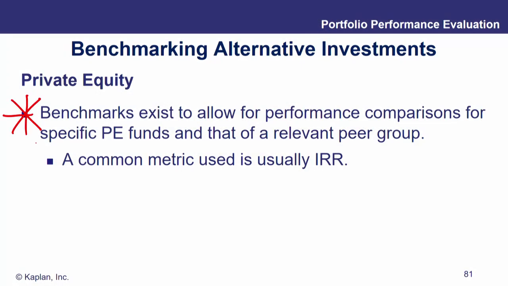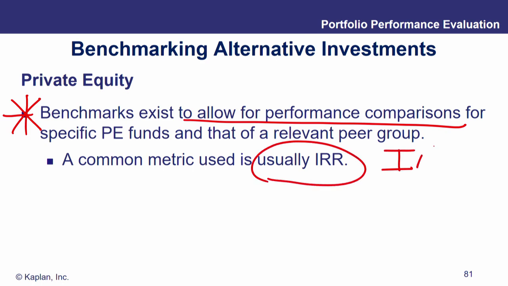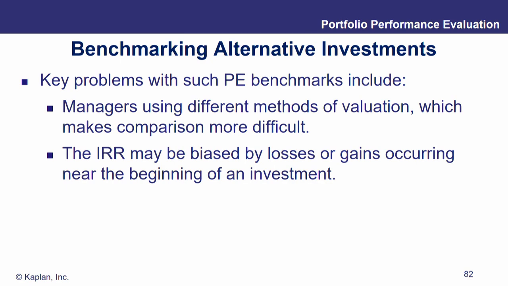Okay, what about private equity? Well, there are benchmarks that exist that allow for performance comparisons, and that comparison versus a relevant peer group. Also, there is a common metric that we use, which is internal rate of return. Okay, there are some problems, though, with this benchmark. Maybe a manager's using a different method of valuation, so you're not making an apples-to-apples comparison. And internal rate of return is going to be biased in the beginning by any substantial losses or gains. So maybe internal rate of return might not be an appropriate measure.